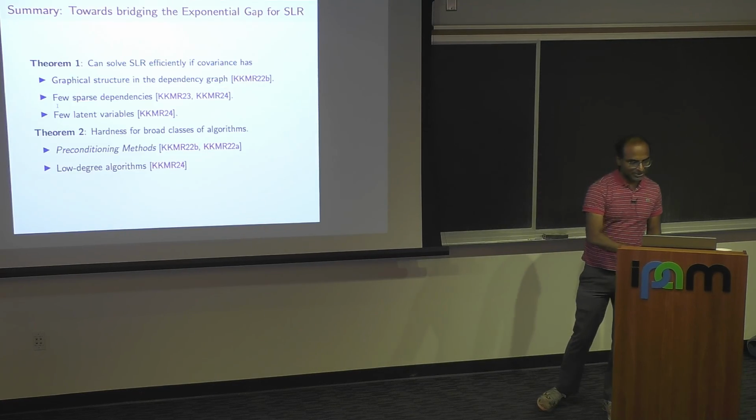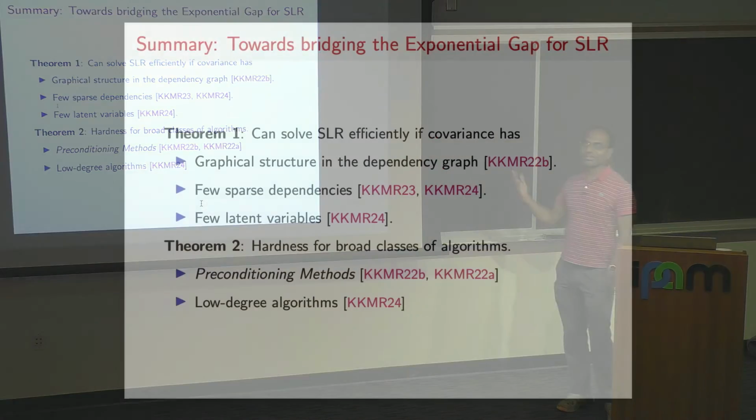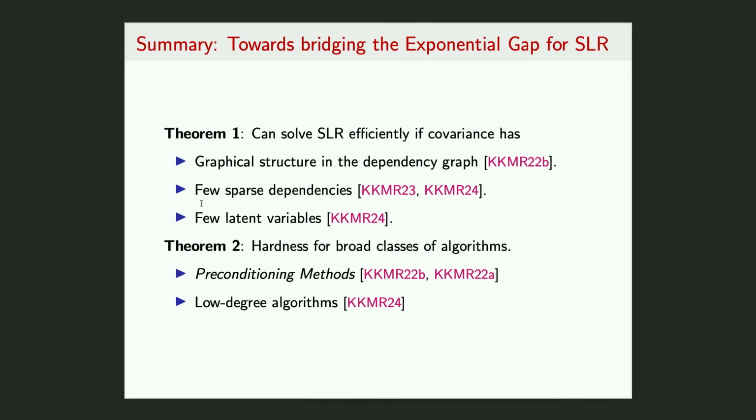I won't tell you much about the assumption, but you can show that it holds under low-degree algorithms and so on. In summary, we can solve SLR efficiently if the covariance has these properties. Maybe the graphical structure is nice, parameterized by some property of the dependency graph. Maybe you have bad correlations, but only a few of them, parameterized by how many bad eigenvalues you need to throw away to get a good condition number. Maybe most of them can be explained away by just a few latent variables. In all of these cases, we can.